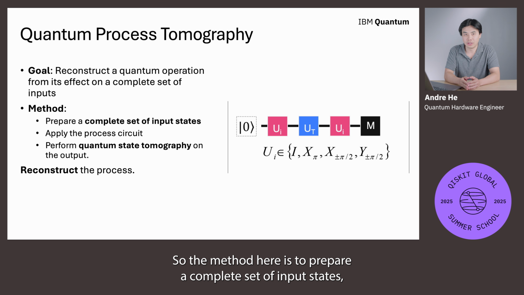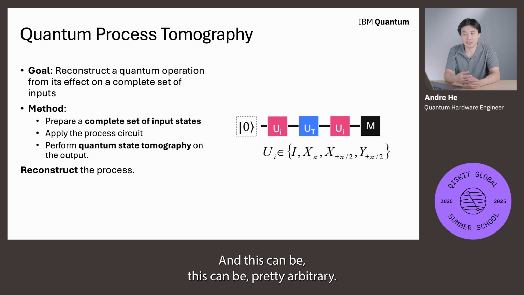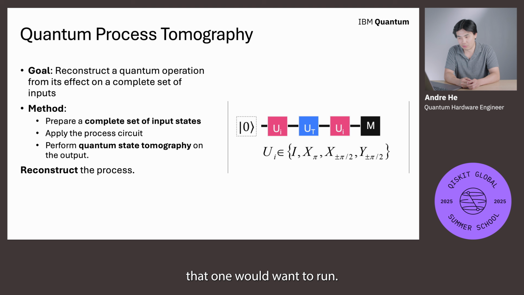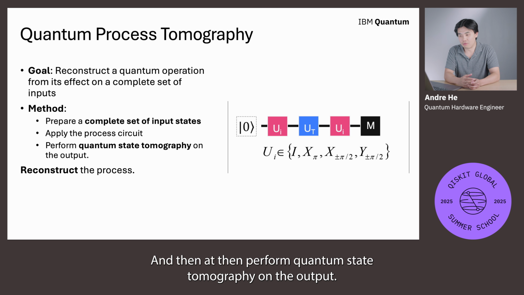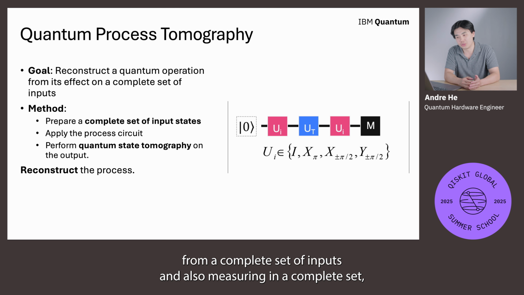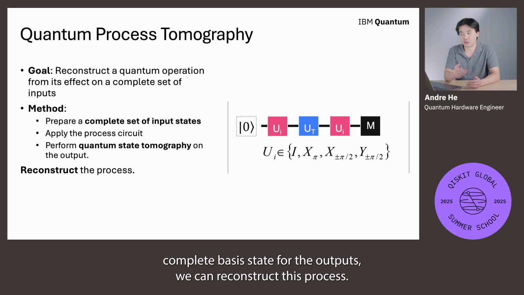So the method here is to prepare a complete set of input states, apply the process circuit for the process that you're interested in, and this can be pretty arbitrary and, for example, could be a block for an algorithm or even a complete circuit for some sort of quantum algorithm that one would want to run. And then at the end, perform quantum state tomography on the output. And from this, because we are starting from a complete set of inputs and also measuring in a complete basis state for the outputs, we can reconstruct this process.